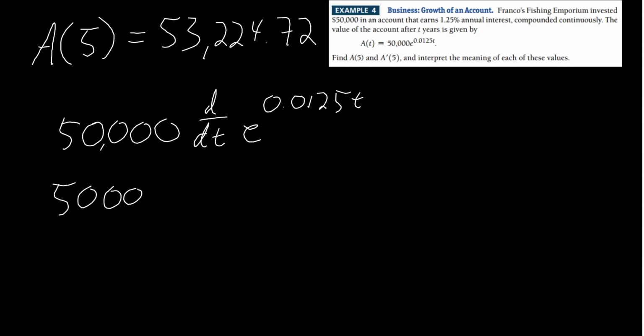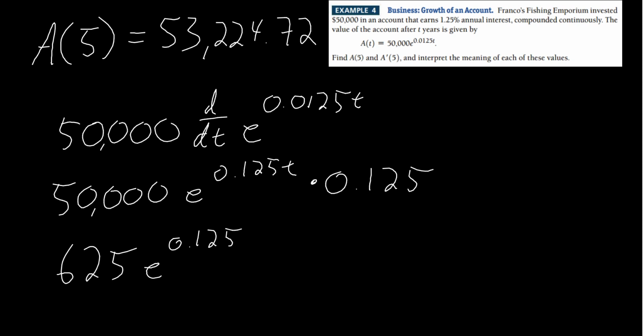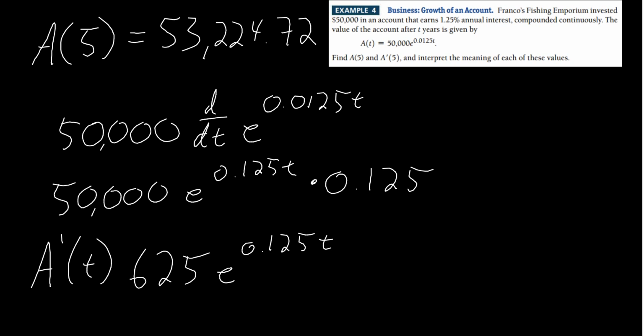Well, that just becomes 50,000, and then the derivative of that is e to the 0.0125t. And then what's the derivative of 0.0125t? Well, that's just going to be 0.0125. And if we combine like terms, we have 50,000 times 0.0125, so 12.5% of 50,000. 10% is 5,000, so 625. So we'll have 625 e raised to 0.0125t. And this is A prime of t.